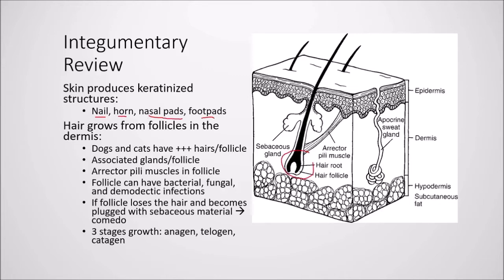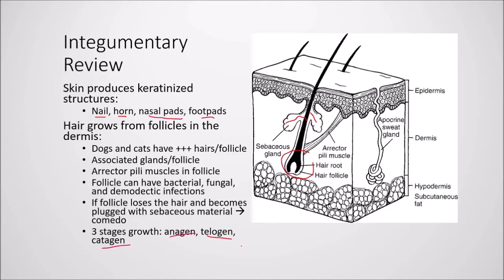the dermis. Dogs and cats have lots of hairs and follicles, and they have a lot of hairs per follicle, so not just one hair per follicle. They have associated glands in each follicle as well, sebaceous glands, and erector pili muscles in the follicle so that they can erect the hair. The follicle can have bacterial, fungal, and demodectic or parasitic infections. If the follicle loses the hair and becomes plugged with sebaceous material, because here's the sebaceous gland, that is a comedo or blackhead. There are 3 stages of growth: anagen, telogen, and catagen.